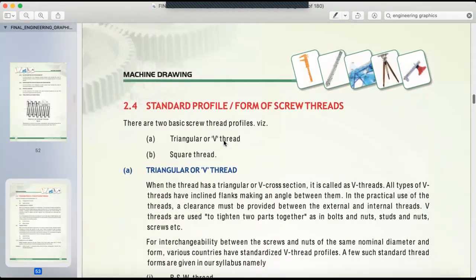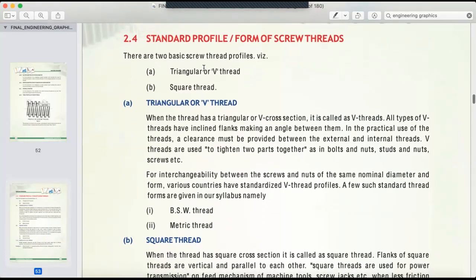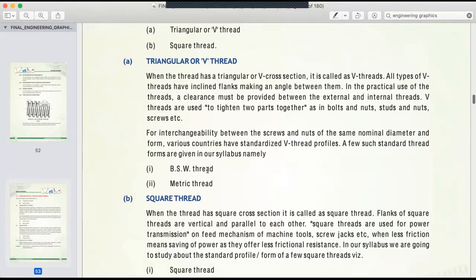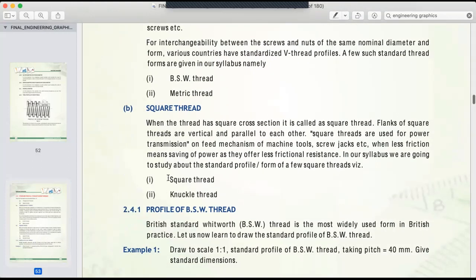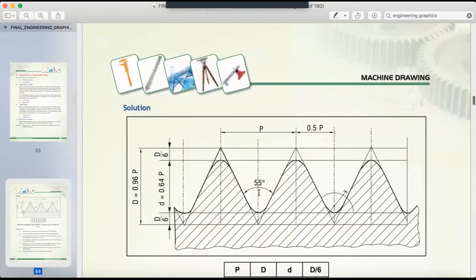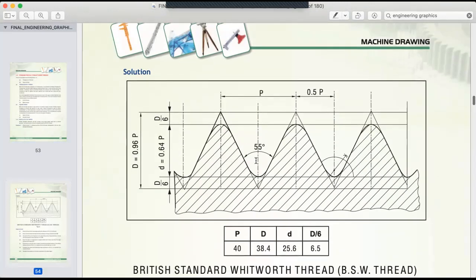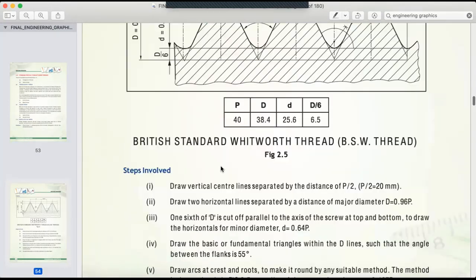And then after that, they'll ask you what are the standard profiles of screw threads. So there are two types. One is the V thread, that is the triangular V thread, and another one is the square thread. So how many types of threads do we have in our portion? We have BSW and metric thread. We have two types. And in square thread, we have square thread and knuckle thread. Now if you see this BSW thread, what is the angle in that? 55 degree. Got it? They will ask you that, and it is smooth on both the sides.